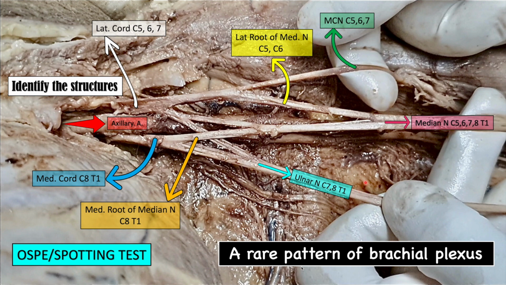Now let's prepare for the next spot. Which nerve is this? This is the ulnar nerve, the main root of the ulnar nerve, that is C8, T1, being derived from the medial cord, because the ulnar nerve you are seeing is coming from two roots. So this one will be the main root of the ulnar nerve, getting C8, T1 from the medial cord.